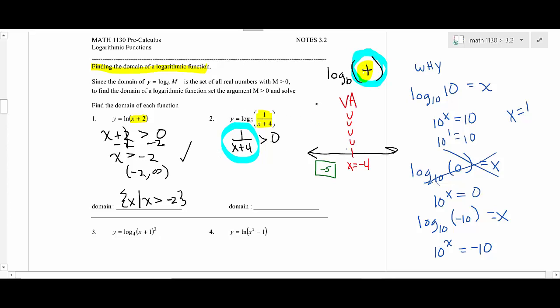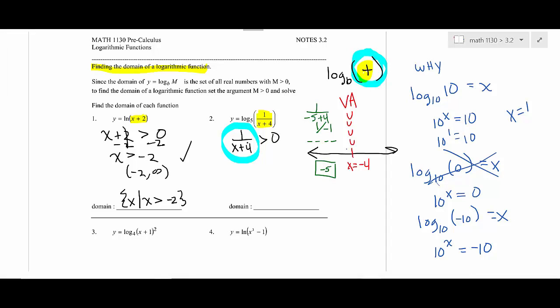Plug it into your function. You'd have 1 over negative 5 plus 4. So that's 1 over negative 1. So that's a negative number. Okay, so that would not be the solution because what are we doing? We're trying to figure out where this thing is bigger than 0. We just figured out where it's not bigger than 0.